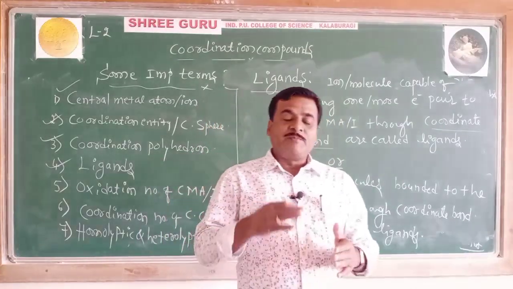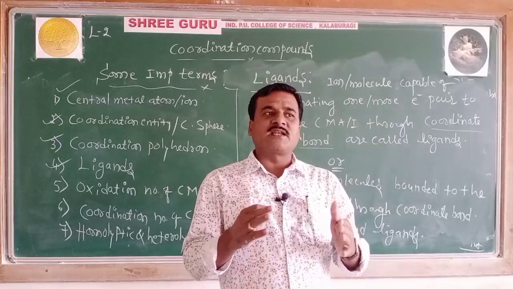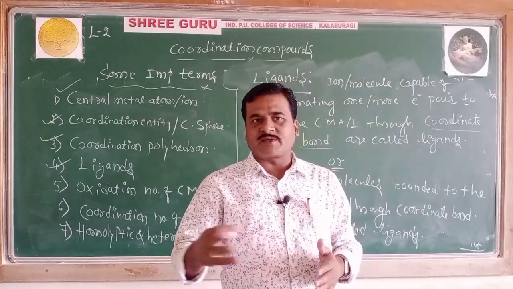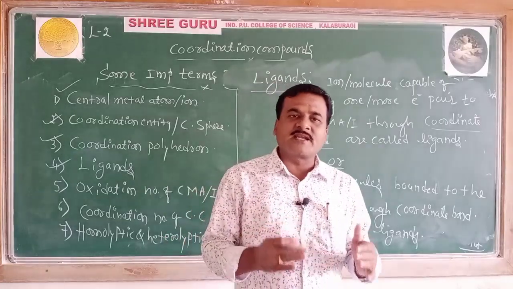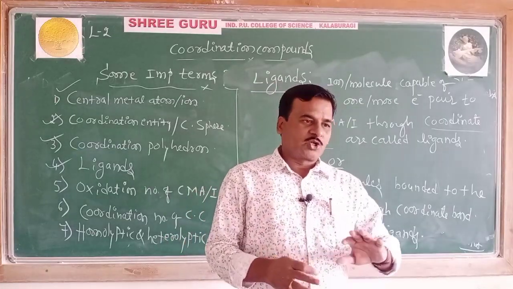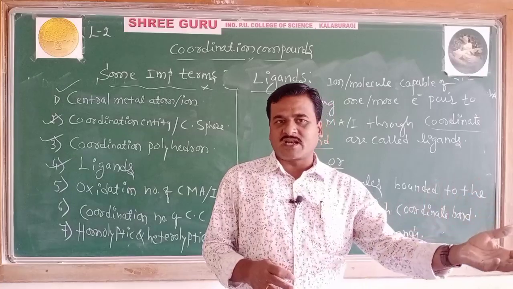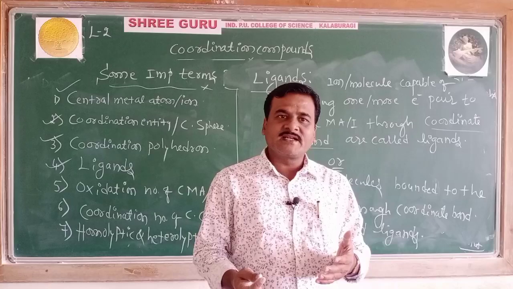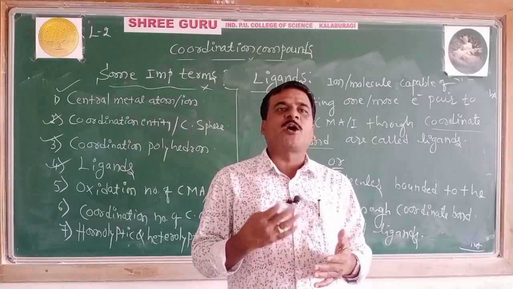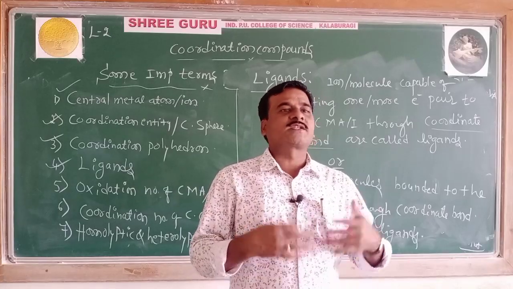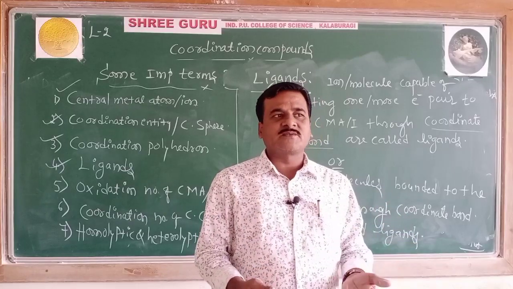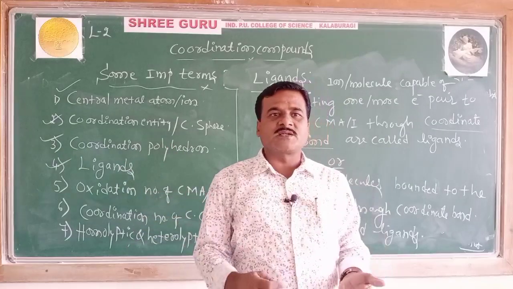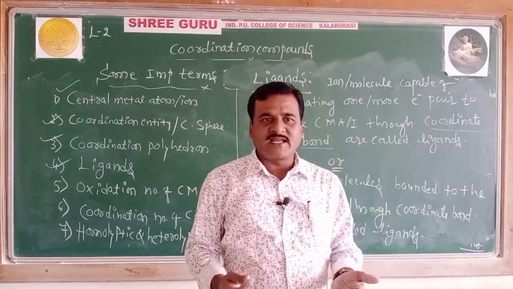Further, depending on the number of electron pairs donated by the ligands to the central metal atom, the ligands are divided into monodentate, bidentate and polydentate ligands, and those different types of ligands along with examples and the remaining important terms, we shall collect in the next video.